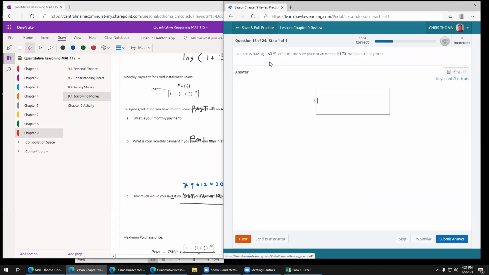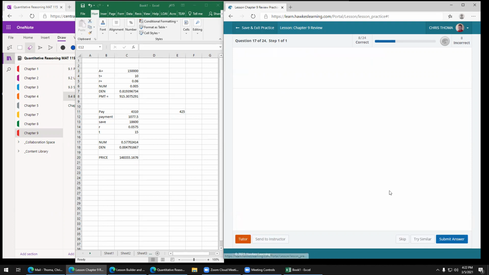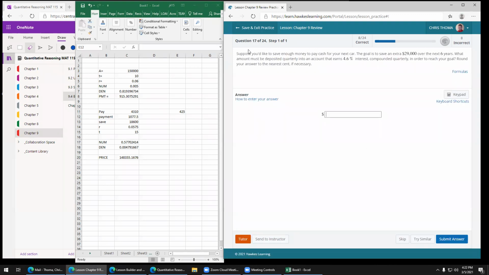A store is having a 60% off sale. If the sale price is 170, what was the list price? Again, take that and divide by the complement of 60%. So 170 divided by 0.4 should work. Divided by 0.4 gives $425. Those are very similar to chapter 4 questions.